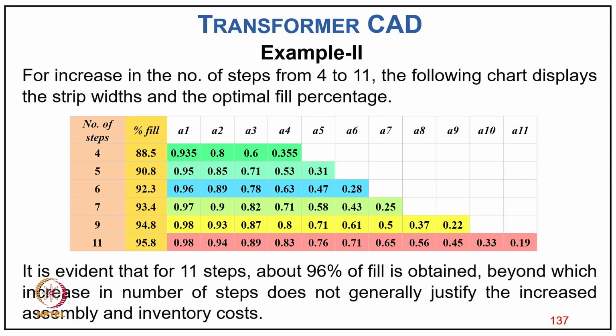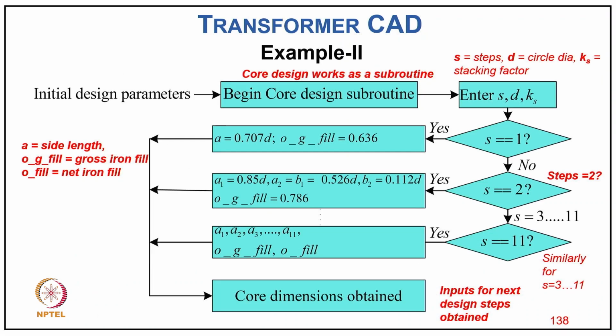Now this is a typical example. For increasing the number of steps from 4 to 11, the following charts display the strip width and the optimum fill percentage. So for the number of steps going to 4 steps, the fill is 88.5 to 95.8%, with different dimensions to form. Typically 11 steps means 11 dimensions. It is evident that for 11 steps about 96% fill is obtained, beyond which the increase in the number of steps does not give a satisfactory return, as it increases assembly and inventory cost.